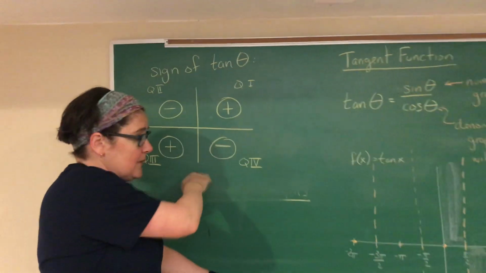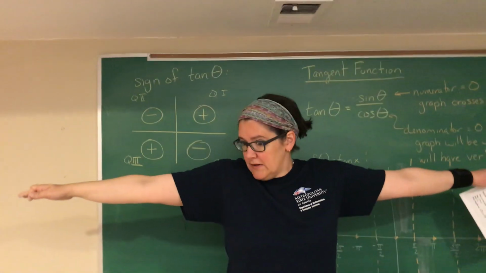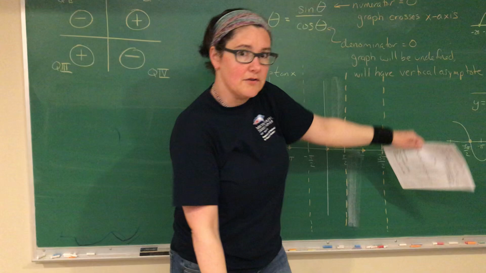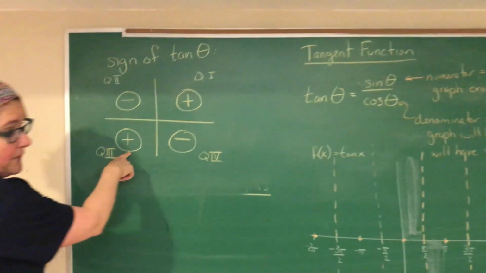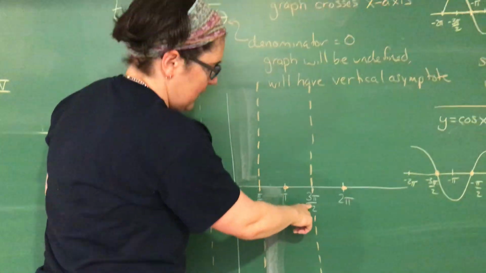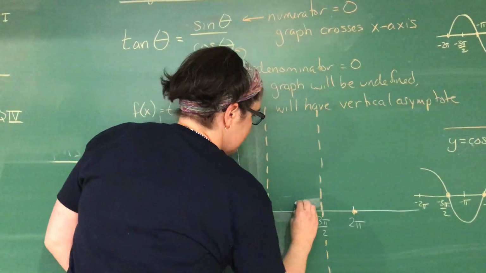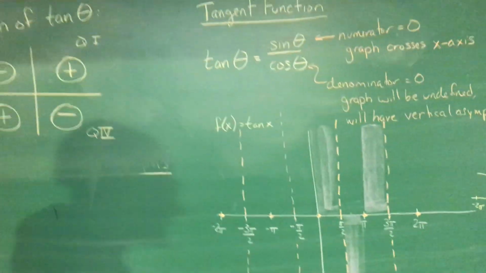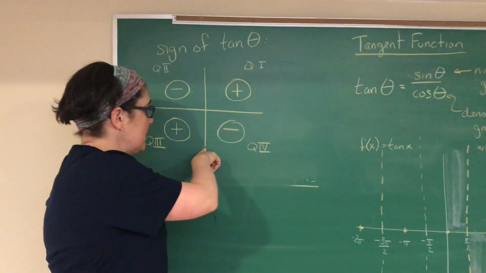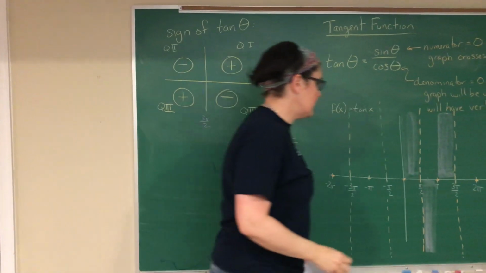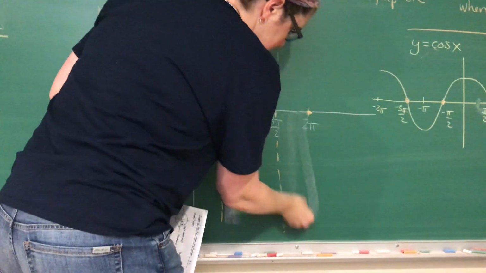And then from pi to 3 pi over 2, so that's from 180 degrees to 270 degrees, tangent is positive. So from pi, or 180 degrees, to 270 degrees, or 3 pi over 2, the tangent function is positive, meaning the graph will be in this region. And finally, from 3 pi over 2 up to 2 pi, the tangent function is negative, so our graph should be in this region below the x-axis.